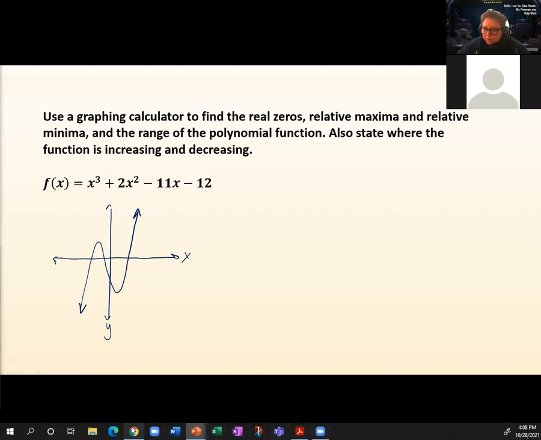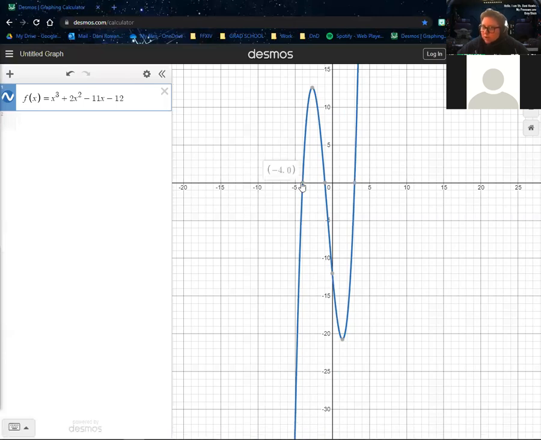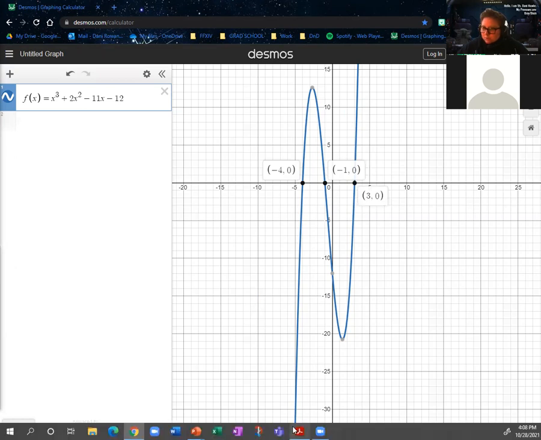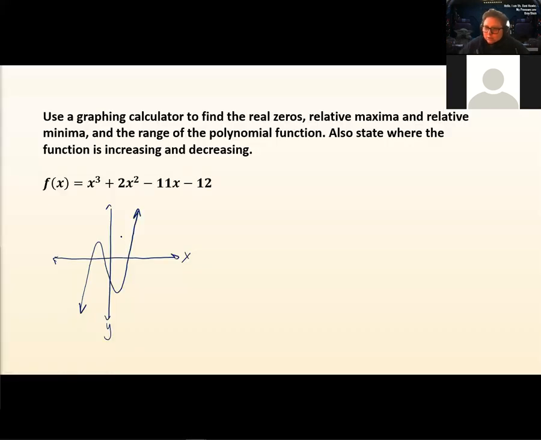So let's see, our zeros. Well, these are nice. -4, -1, and 3. You see that? Okay. So I'm just going to come back here. I'm going to say that that's -4. I'm going to say that that's -1. And I'm going to say that that's 3. So our zeros: x equals -4, -1, and 3. We want to know our relative max and our relative min. So our max and our min. Let's take a look.